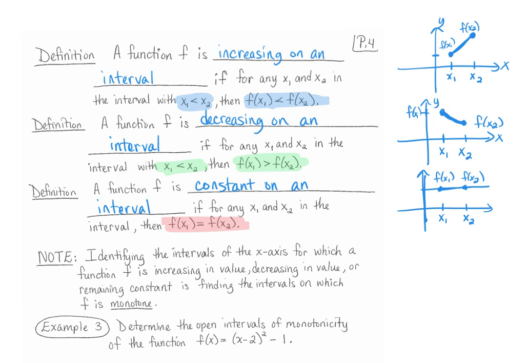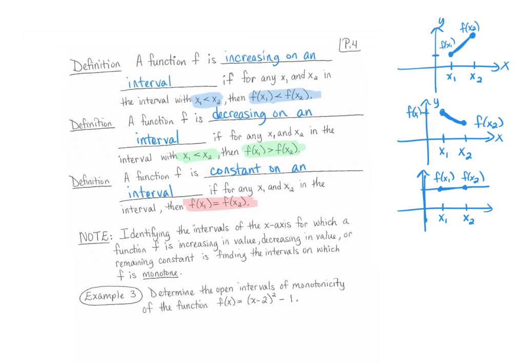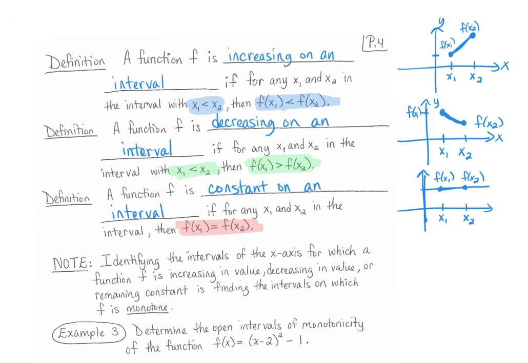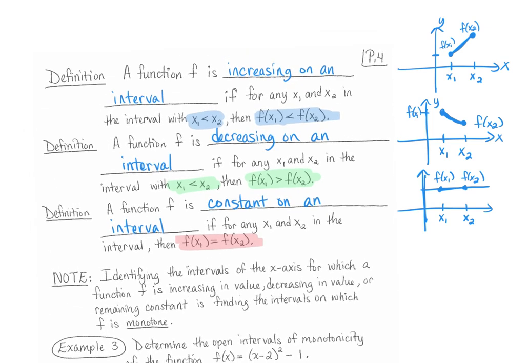so finding our intervals of monotonicity means we're finding the intervals on the x-axis, or we're finding our domain, where our function is increasing and decreasing. Okay, so let's actually go through an example now.